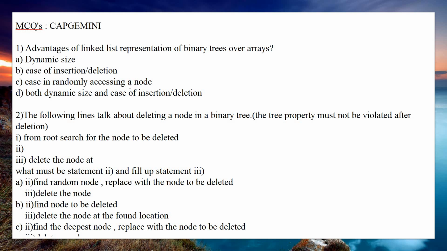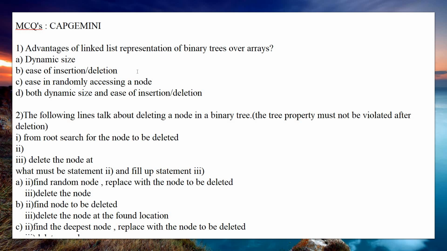Third option is in randomly accessing a node. So ease of randomly accessing a node, then after that both dynamic size and ease of insertion or deletion. So advantages of linked list over the arrays. Here, all the data structures will have dynamic size, then ease of insertion or deletion. So you can insert or delete the elements into the data structure, and then randomly accessing a node.